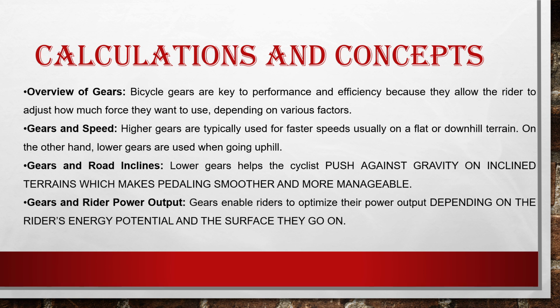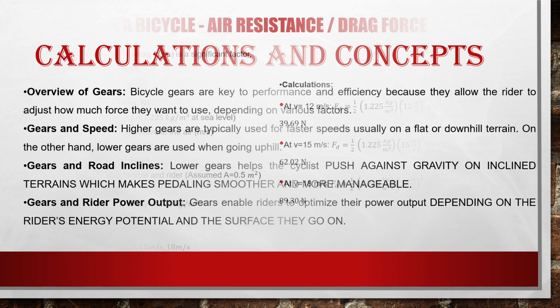And in gears and speed, higher gears are typically used for faster speeds. Just like I said, higher gears are used for faster speeds on a flat or when you're going downhill. And gears and rider power output. Depending on the surface that the rider is riding on and the rider's energy potential, you can adjust the gear. Next.